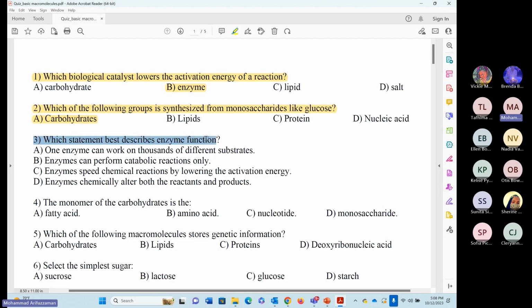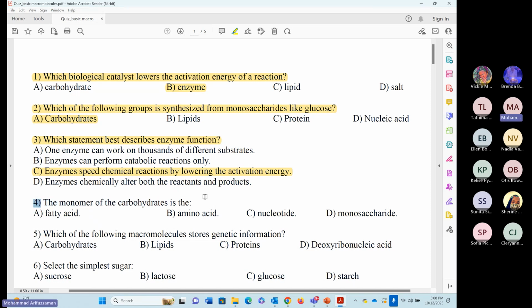Which statement best describes enzyme function? Because enzymes are protein. Is it C? Yes, enzymes speed up chemical reactions by lowering activation energy. You know, the most challenging part in a chemical reaction is the activation energy. So when we add enzymes to a chemical reaction, that lowers the activation energy and they speed up the chemical reaction.